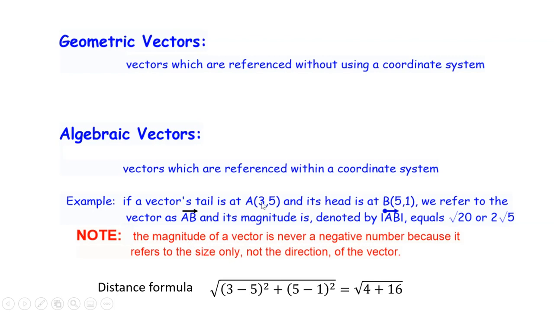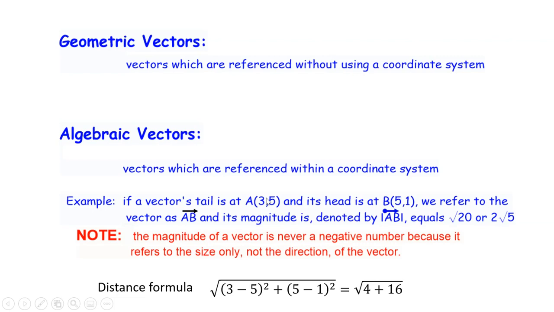So if you're putting it within a coordinate system and you give the 2 points 3, 5 and 5, 1 as being the head and the tail of the vector, then it's very easy to use a distance formula. You know how to find the distance between 2 points from when you were in grade 10, right? So the distance between the x's, 3 and 5, 3 minus 5, and you square that, plus the distance between the y's, 5 and 1, and you square that, you add them together, and the square root of that would represent the magnitude of the vector that runs from A to B.